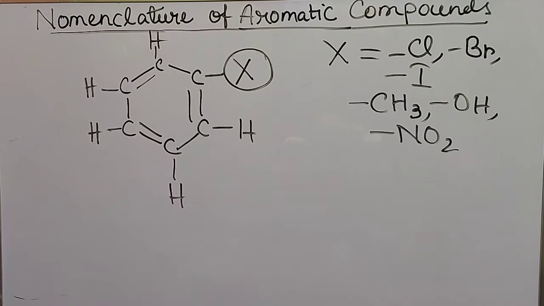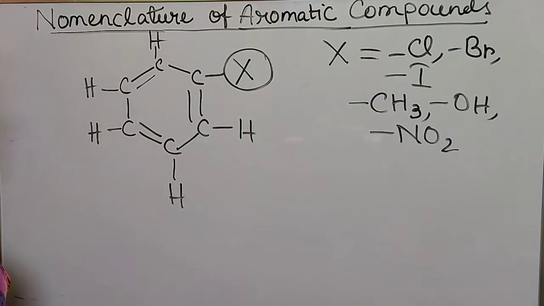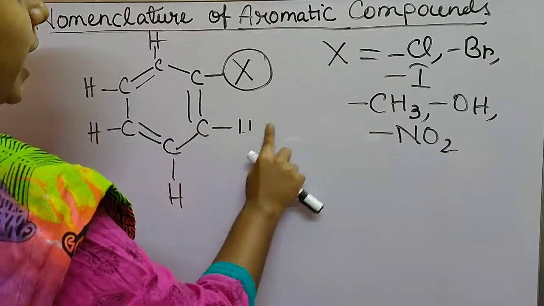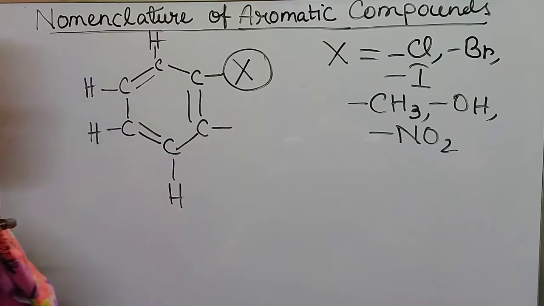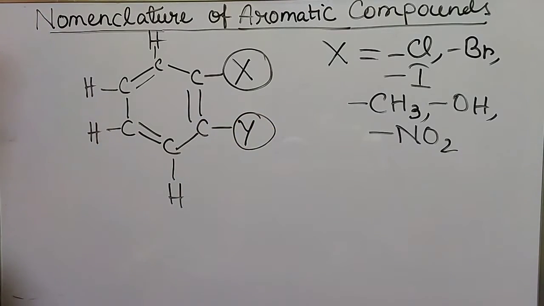Next is disubstituted. Disubstituted means what? When not only one, 2 hydrogen atoms are substituted. So in place of these hydrogens, the same type or another type of atom or group of atoms is coming. When 2 hydrogen atoms are substituted in a benzene ring, it is called a disubstituted benzene ring. Now we can get 3 types of disubstituted benzene ring.